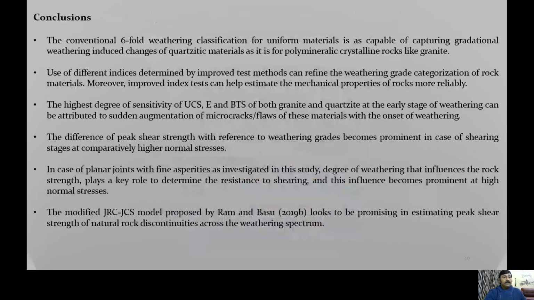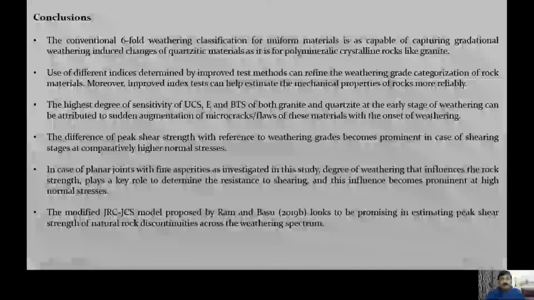So coming to the salient conclusions. The conventional six-fold weathering classification for uniform materials is as capable of capturing gradational weathering-induced changes of quartzitic materials as it is for polymineralic crystalline rocks like granite. Use of different indices determined by improved test methods can refine the weathering rate categorization of rock materials. Moreover, improved index tests can help estimate the mechanical properties of rocks more reliably. The highest degree of sensitivity of UCS, Young's modulus, and Brazilian tensile strength of both granite and quartzite at the early stage of weathering can be attributed to sudden augmentation of microcracks and flaws of these materials with the onset of weathering.